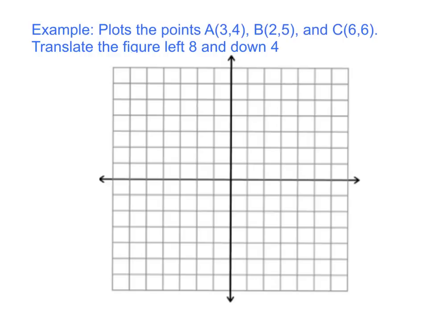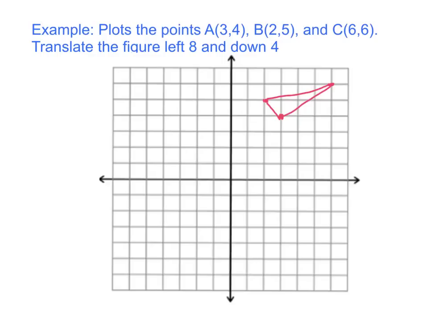I'm going to plot my points. So I have 1, 2, 3, 1, 2, 3, 4. And then I have 2, 5, and 6, 6. So it's a very skinny triangle, but it's still a triangle.